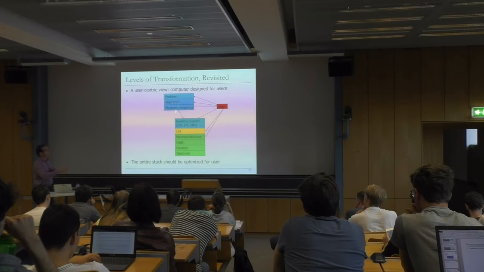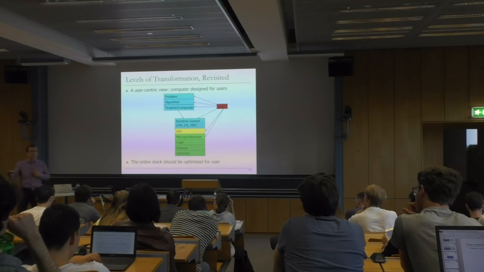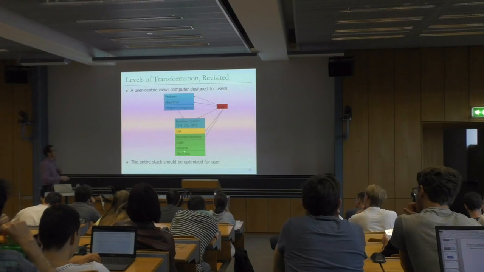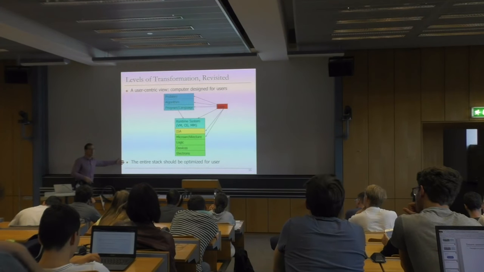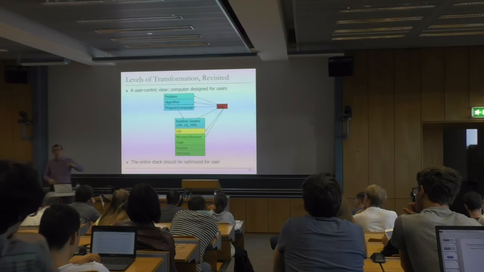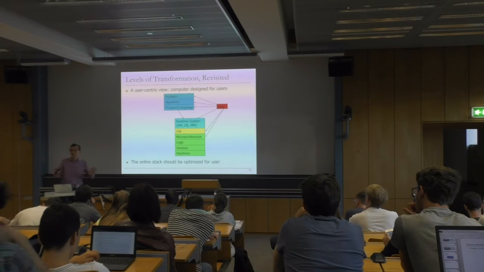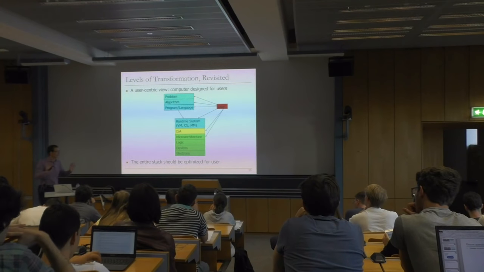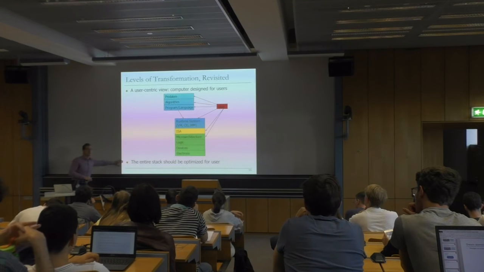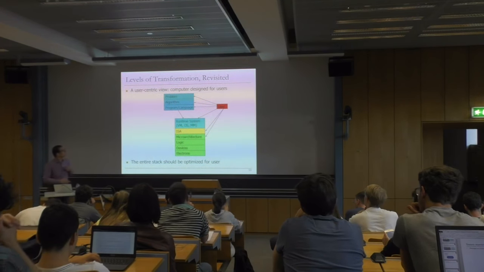So basically, it's good to deconstruct these levels of transformation and think about how we incorporate the user into the stack, because in the end, you're designing computers for someone. And that someone is really the user. It could be a human user, it could be a machine user, or it could be some other user, I don't know. But in the end, you have to really specialize and customize for the user.